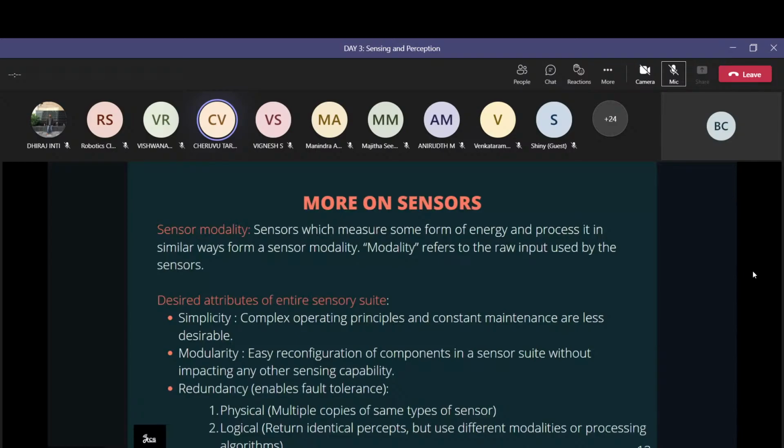See, guys, that's why it's mentioned: modality refers to the raw input used by the sensors. The raw input is what you get from the changes in the environment, and you process that raw input. You're not doing any external changes after you take the input. That's sensor modality, where sensors sense and take the input, do not make any additional modifications, but use the basic raw input taken from the environment to perceive and then do an appropriate action. So that's nothing but sensor modality. This is extra information on sensors.